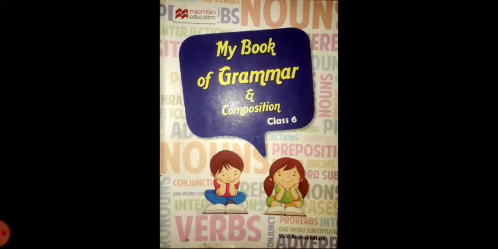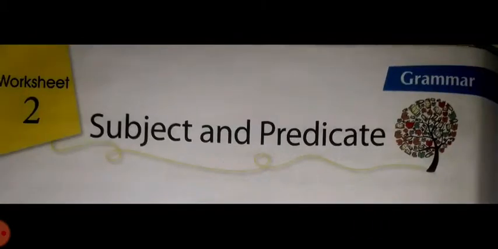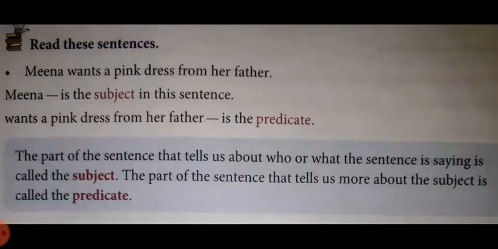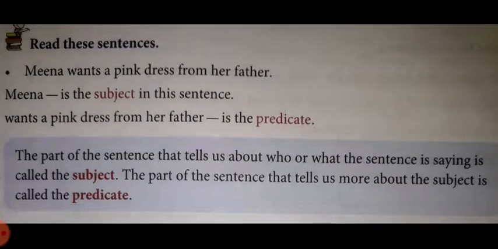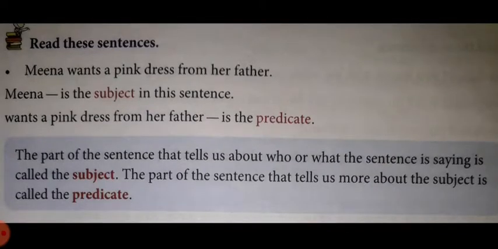Today we are going to start again with the grammar. Chapter number 2, Subject and Predicate. What is a subject? The part of the sentence that tells us about who or what the sentence is saying. See again, the part of the sentence that is telling about who or what the sentence is saying is called a subject. The part of the sentence that tells us more about the subject is called the predicate.